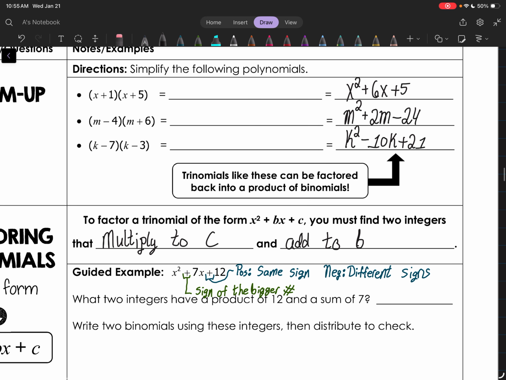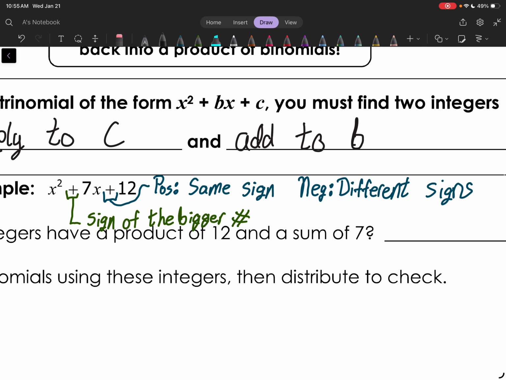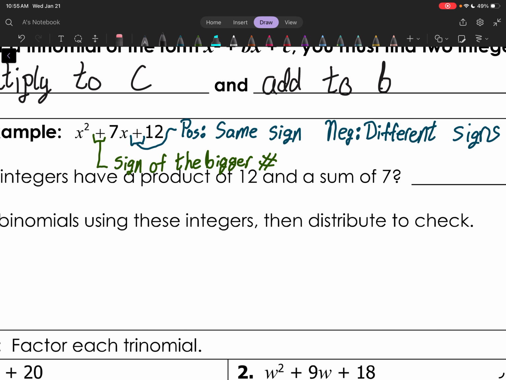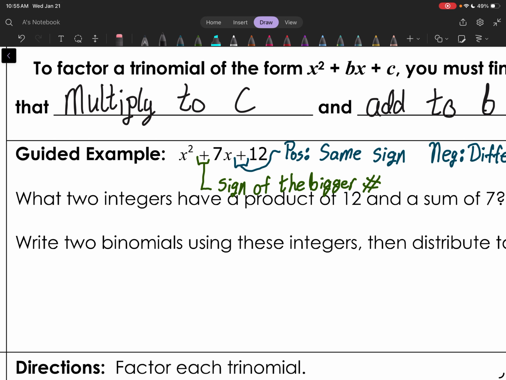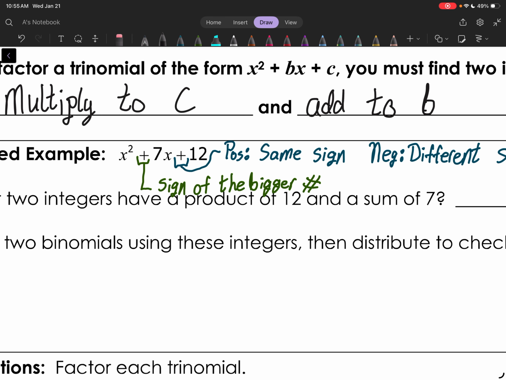These trinomials can be factored back into the two terms that we had before, a product of these two binomials. In order to do this, we're going to figure out integers, so numbers, that multiply to the C term and then add to the B term. Now, I have some important information there for you to write down, and we'll use it here in a minute. So the question we have is, what two integers have a product of 12 and a sum of 7? Multiply to C, add to B.